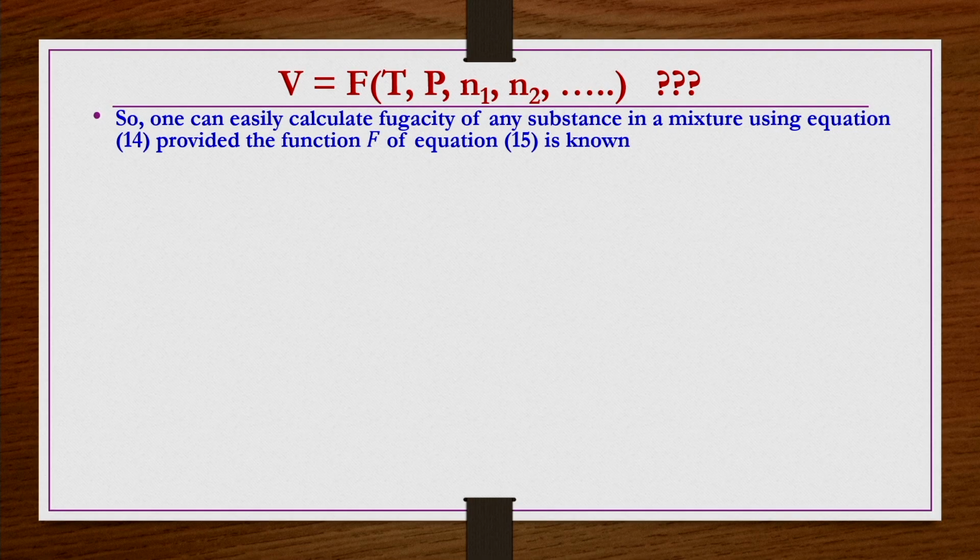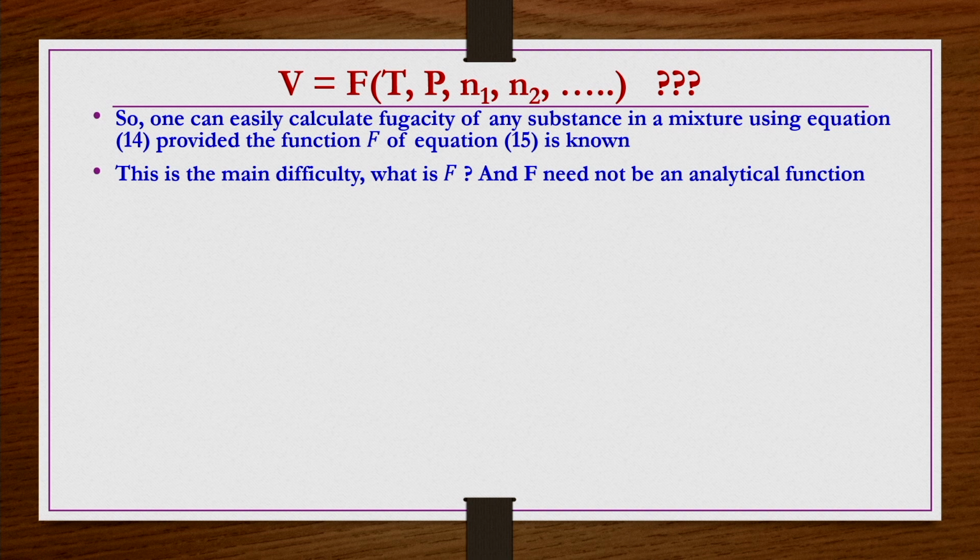And then how can we know those things? We can know only based on the molecular consideration. There is no thermodynamics involved in order to get this information. We can know this information only by experiments or by the molecular consideration, okay. So, one can easily calculate the fugacity of any substance in a mixture using equation 14, provided the function F that is given in equation 15 is known, right.